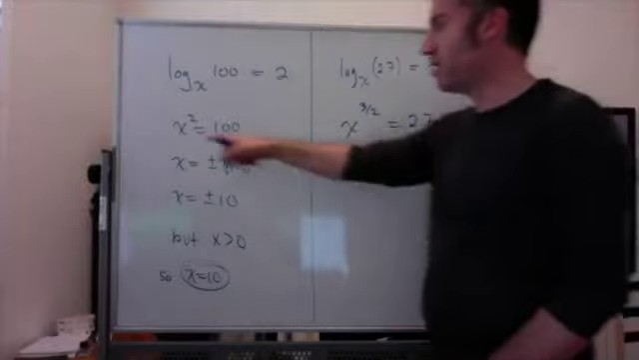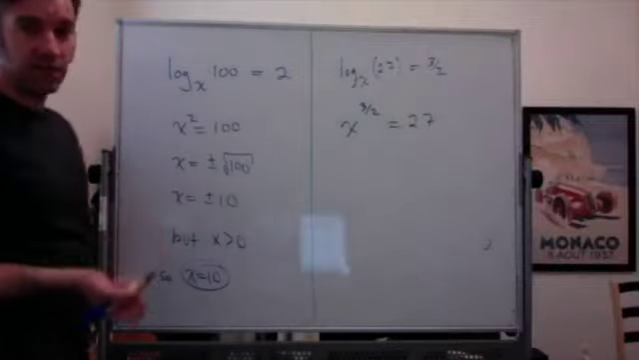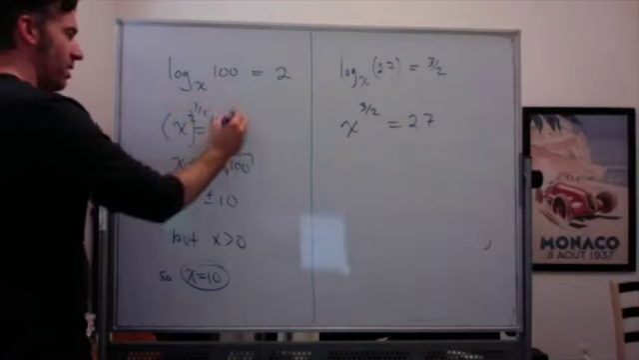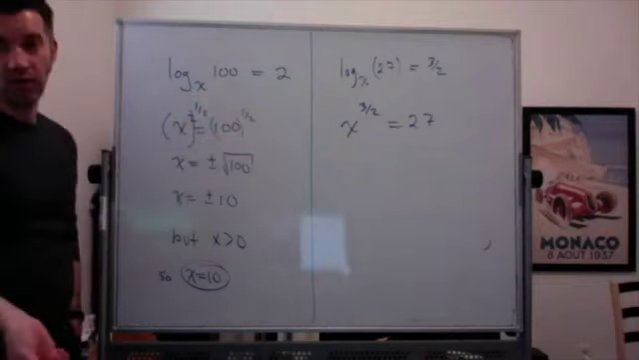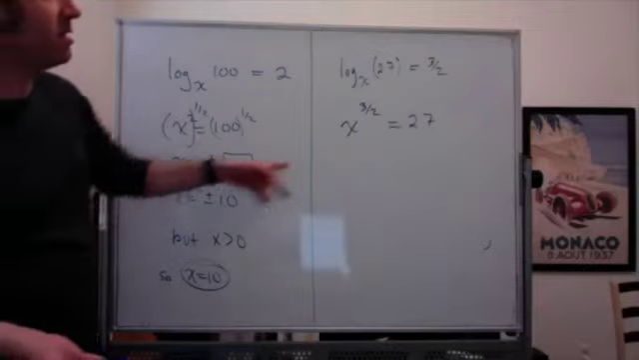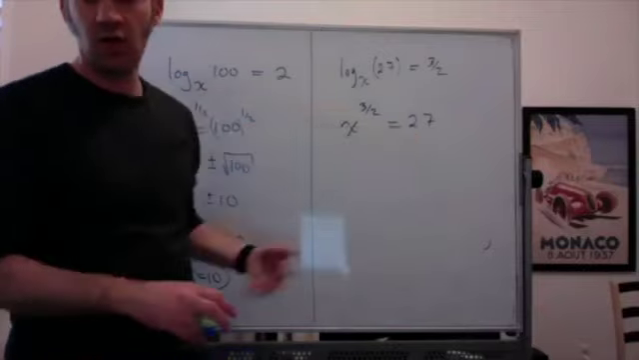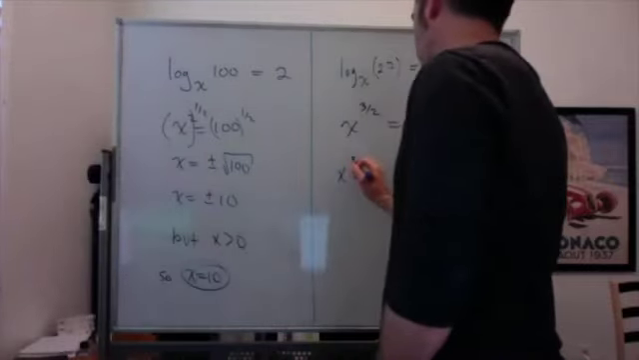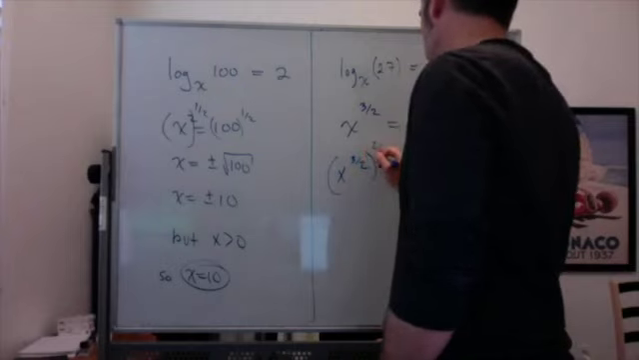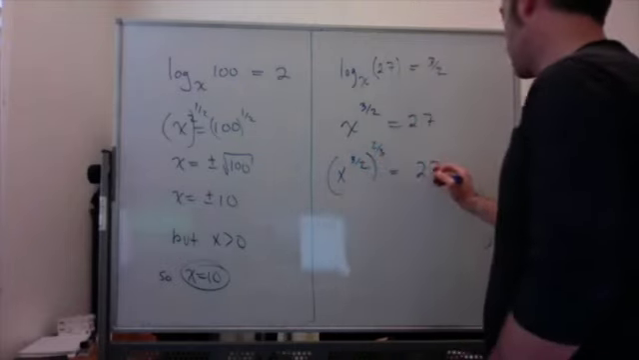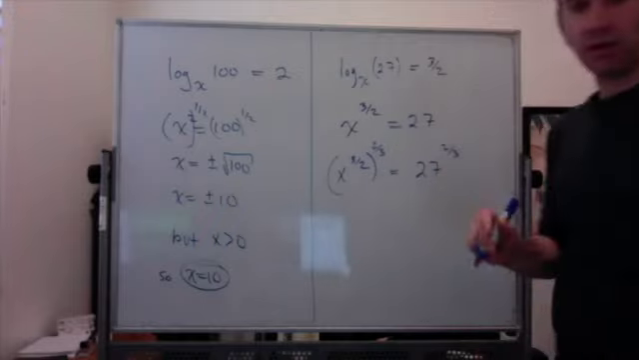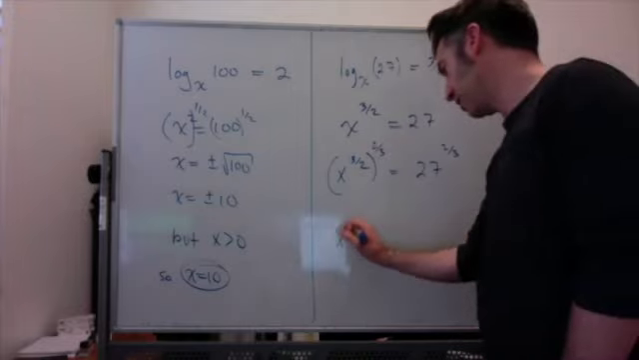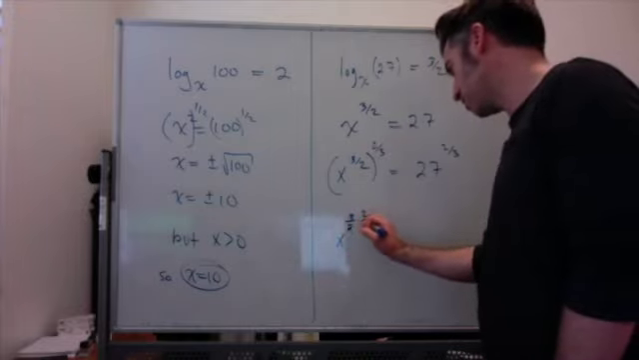Well, what I did here really, without saying it, is I raised both sides to the 1/2 power: x squared to the 1/2 and 100 to the 1/2. And the 1/2 power is the square root. Generally, when you're trying to solve x to a power equal to something, you raise both sides to the reciprocal power. So I'm going to write this as x to the 3/2 to the 2/3 equals 27 to the 2/3. The reason we do this is because when you raise a power to a power, you multiply the powers. So I get x to the 3/2 times 2/3.